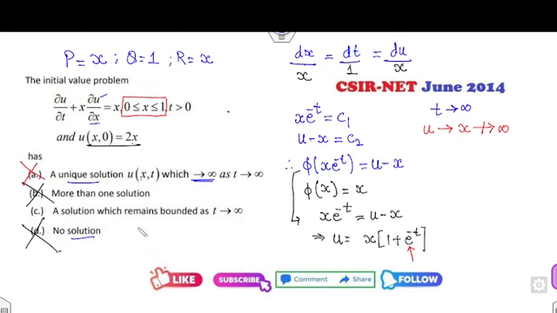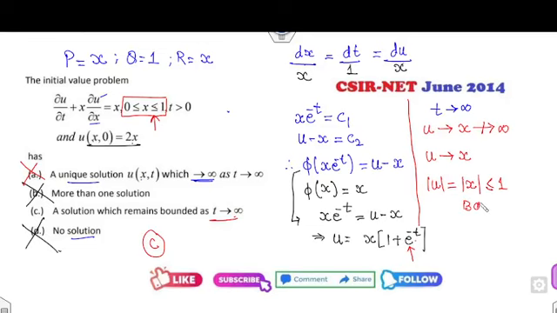Only the last options remain, the rest is C. How? As t tends to infinity, u will converge to x. The solution is bounded. So we can check about the bounded. The mod of u as t tends to infinity is the mod of x, and clearly the mod of x is less than or equal to 1. That means it is bounded. So C is the right answer.